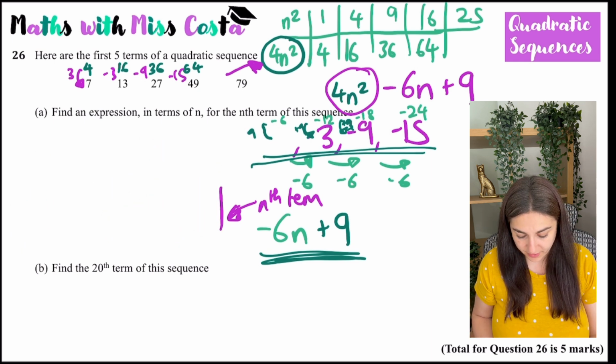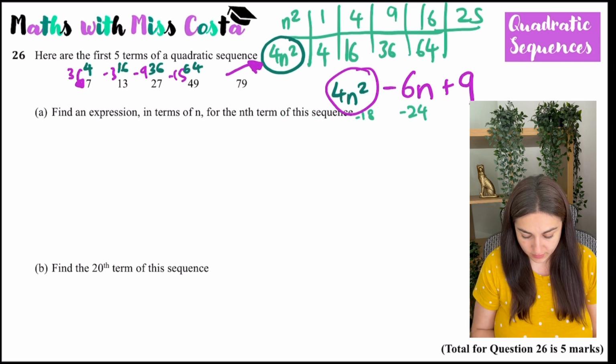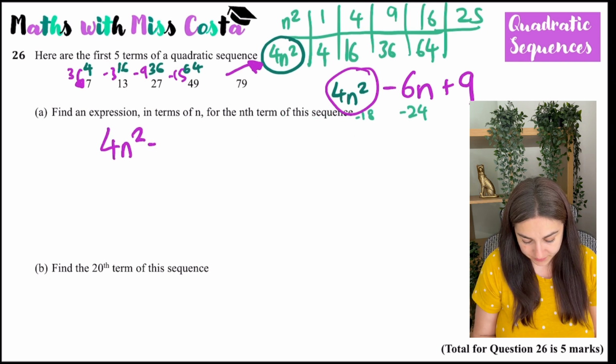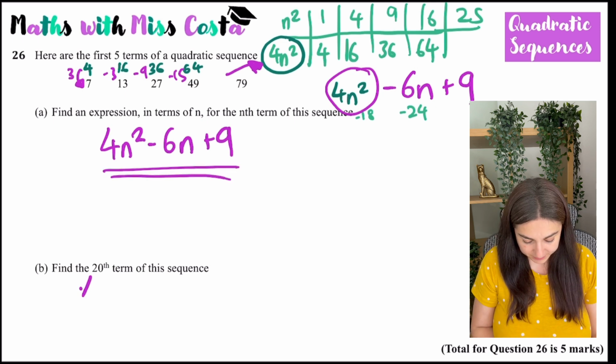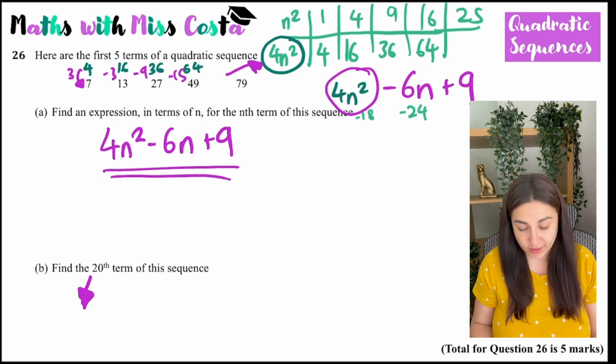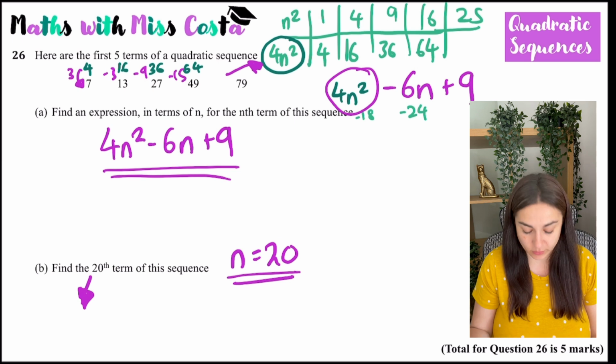So the nth term of this sequence is 4n squared take 6n plus 9. Now I'm next being asked to find the 20th term of the sequence, so all I do is I substitute n equals 20. If I was asked to find the 40th term, I'd substitute n equals 40.